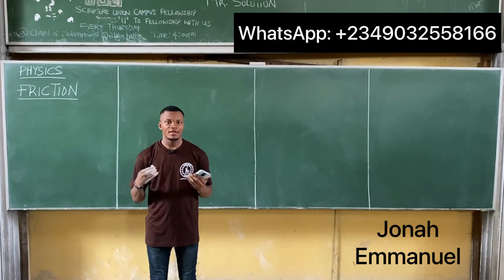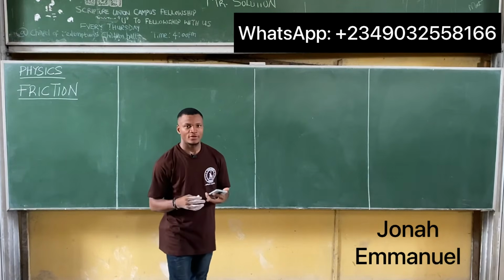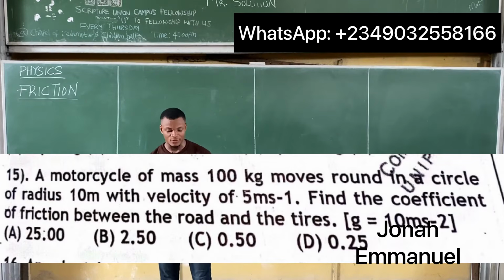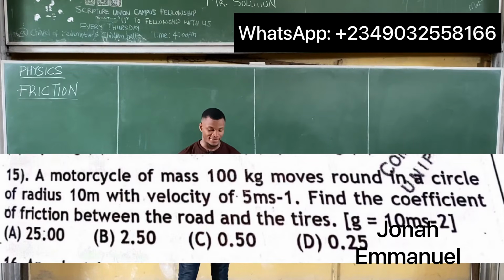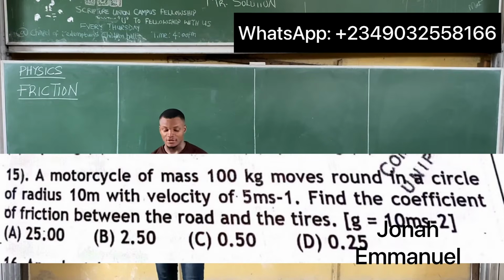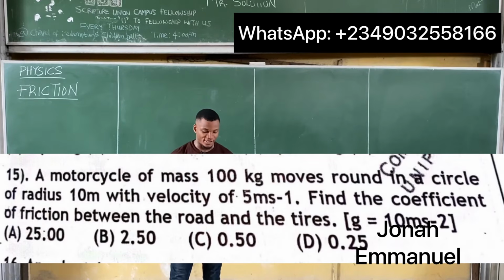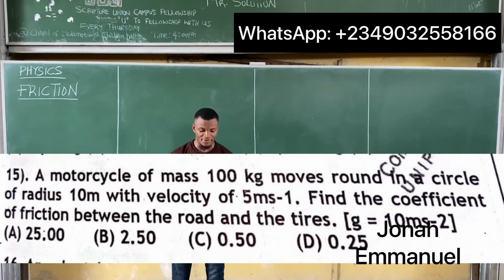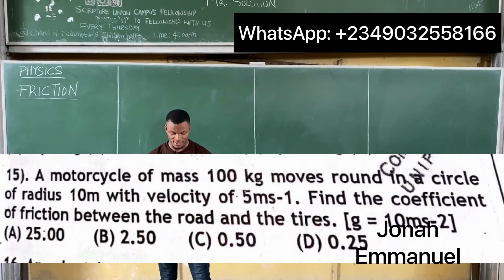Let's look at yet another question on friction. Now it says a motorcycle of mass 100 kilogram moves around in a circle of radius 10 meters with velocity of 5 meters per second. Find the coefficient of friction between the road and the tires. Take gravity G as 10 meters per second square. Alright, so let's get this done. Solution.